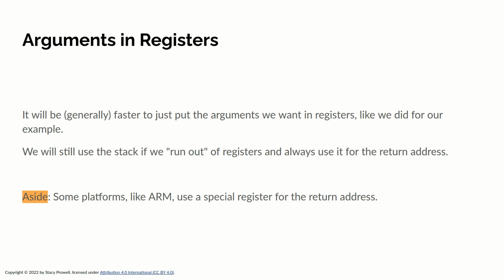And in the 64-bit world, that's what we do. We use registers. It's generally faster to put the arguments we want in the registers. And we can still use the stack, right? We only have so many registers to use, so if we run out of registers, we'll just put stuff on the stack at that point, and that's fine. But we'll use registers for most cases.